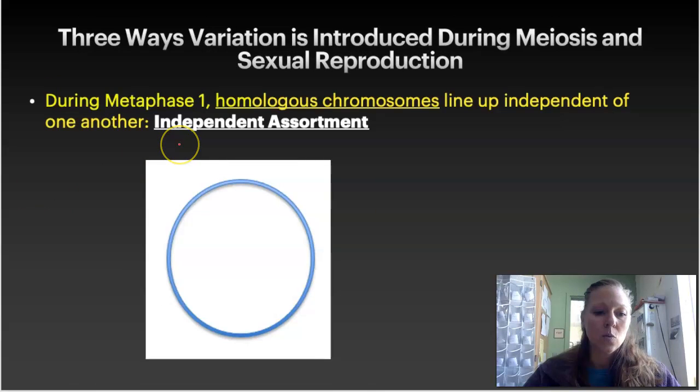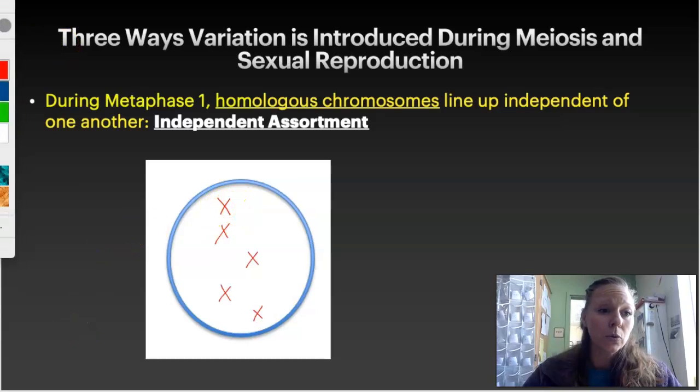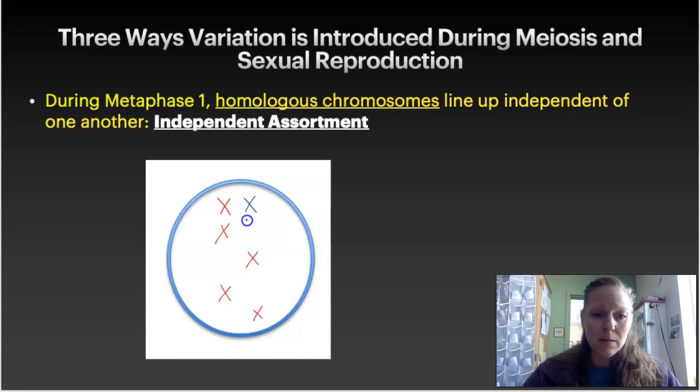So the second way in which variation is introduced during meiosis is during metaphase 1. Homologous chromosomes line up independent of one another. So we're going to have 23 chromosomes from mom and 23 from dad. And eventually the cell is going to split. But some of these from mom are going to be on one side and some are going to be on the other side. So let me get my blue. Here we go. So some of dad's are on this side. Some of dad's are on this side.